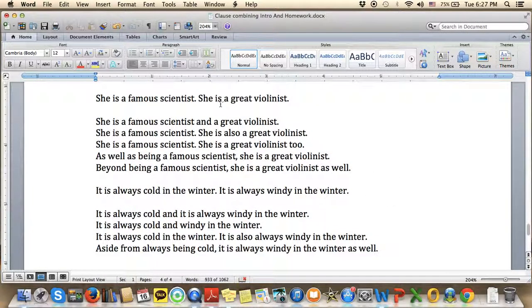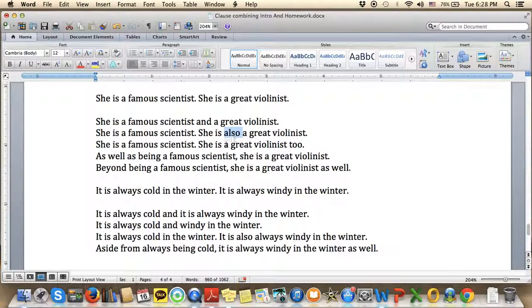She is a famous scientist. She's a great violinist. We don't really need to go through all the details right here because we see it's pretty much the same thing. She is a famous scientist and a great violinist. Wait a minute, what? We got rid of "she is" in the second part because we don't need it. We've already specified it in the first clause. I could do this too. She is a famous scientist. She is also a great violinist. And look at this, we've got our "also" right here.